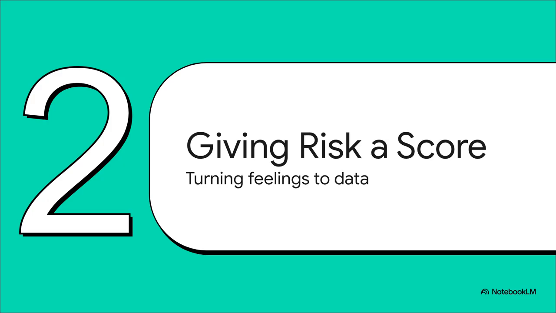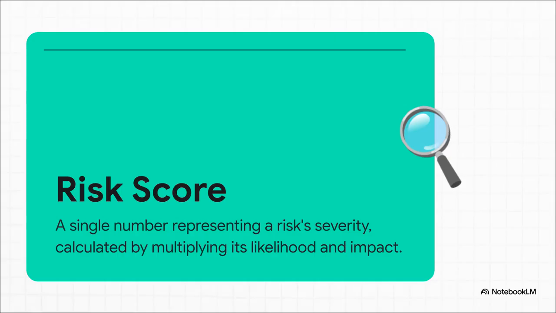Well, the very first step, and this is a big one, is to stop talking about risk with vague feelings like, oh, this feels kind of risky, and start turning those feelings into cold, hard numbers. And the way we do that is with something called a risk score. Now, it sounds a little technical, but it's actually a beautifully simple idea. It's just a single number that tells you how severe a risk really is. And the magic, well, it's all in how you calculate it.